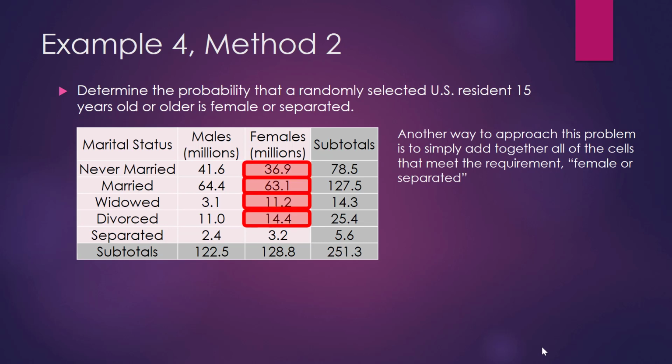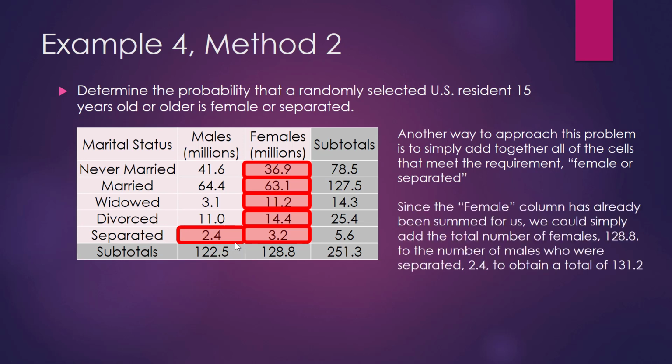So all of these cells here represent people who are female. Are there any other cells that meet the requirement female or separated? We also need to include this cell here because somebody could be separated even though they're not a female. So we need to include the number of males who are separated. Since the female column has already been summed up for us, instead of adding all of these 5 cells together, we could take a shortcut and just use the sum, which is 128.8.